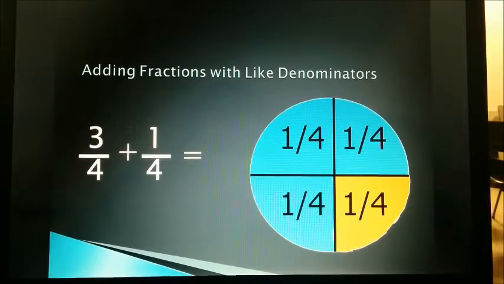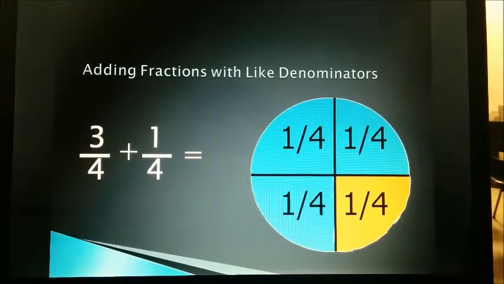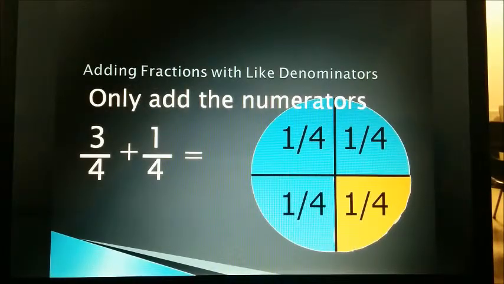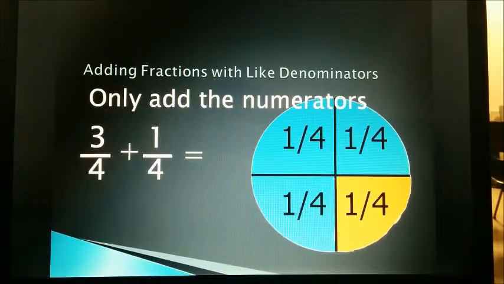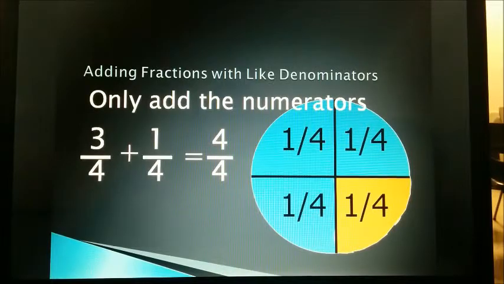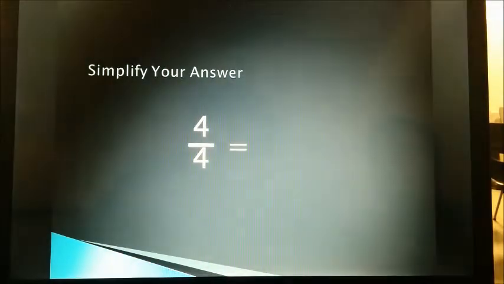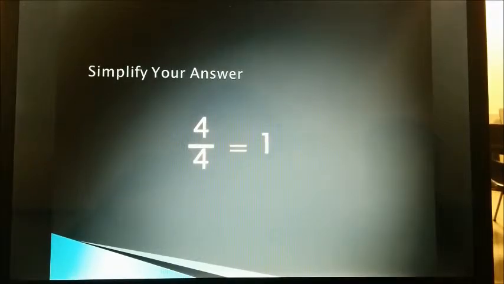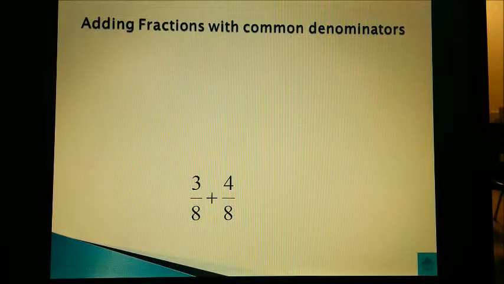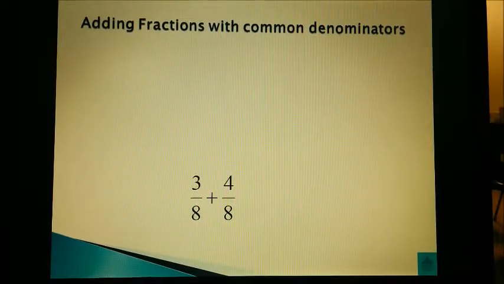Right? So when they have a common denominator, we can just go ahead and add the numerators. So technically, we will be adding only the numerators. 3 plus 1 will be 4, and we will just take the common denominator as is. So it will be 4 over 4. 4 over 4 means when you simplify 4 divided by 4, it's going to be 1. Adding fractions with common denominators.